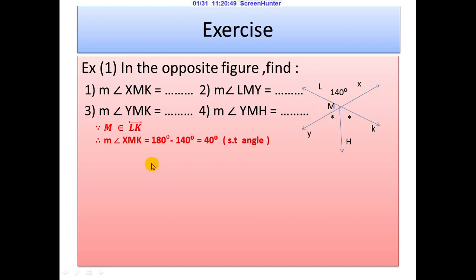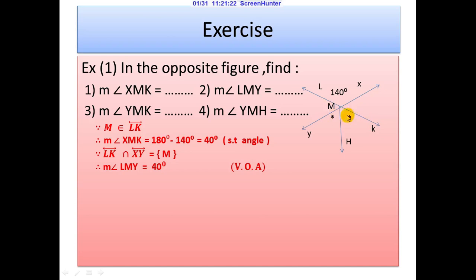Yes, we must write the first condition here: since LK straight line intersects with XY straight line at point M, we can deduce that measure of angle LMY equal 40 degrees, because it is vertically opposite with angle XMK, and don't forget to write this reason. Number 3, he asked me to find measure of angle YMK.